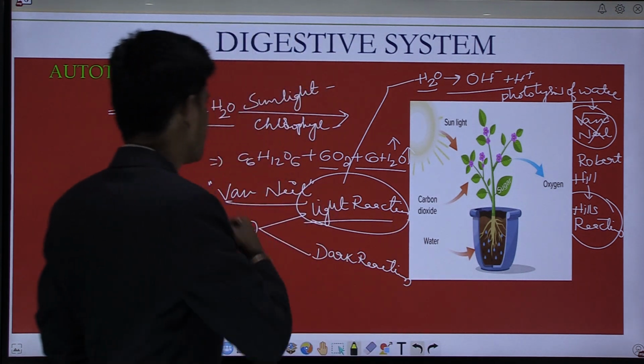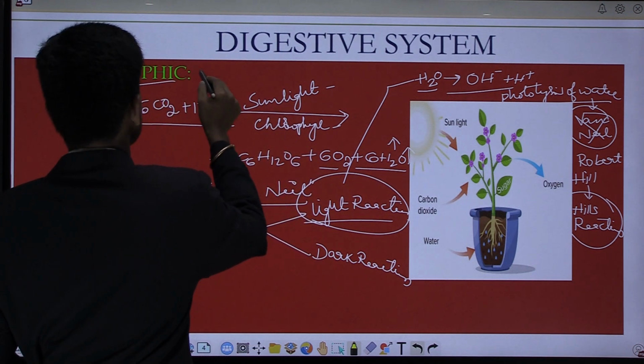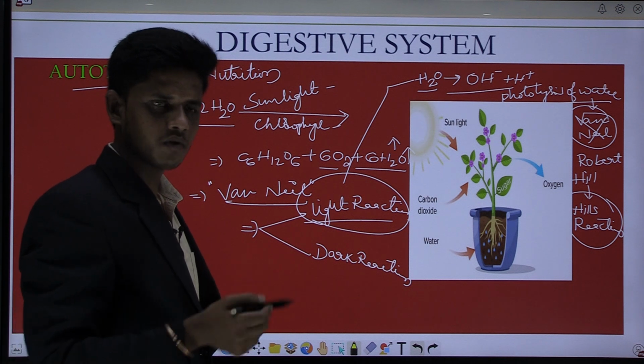Okay, and this type of nutrition is called autotrophic nutrition. Autotrophic nutrition. Fine. And come to the next one.